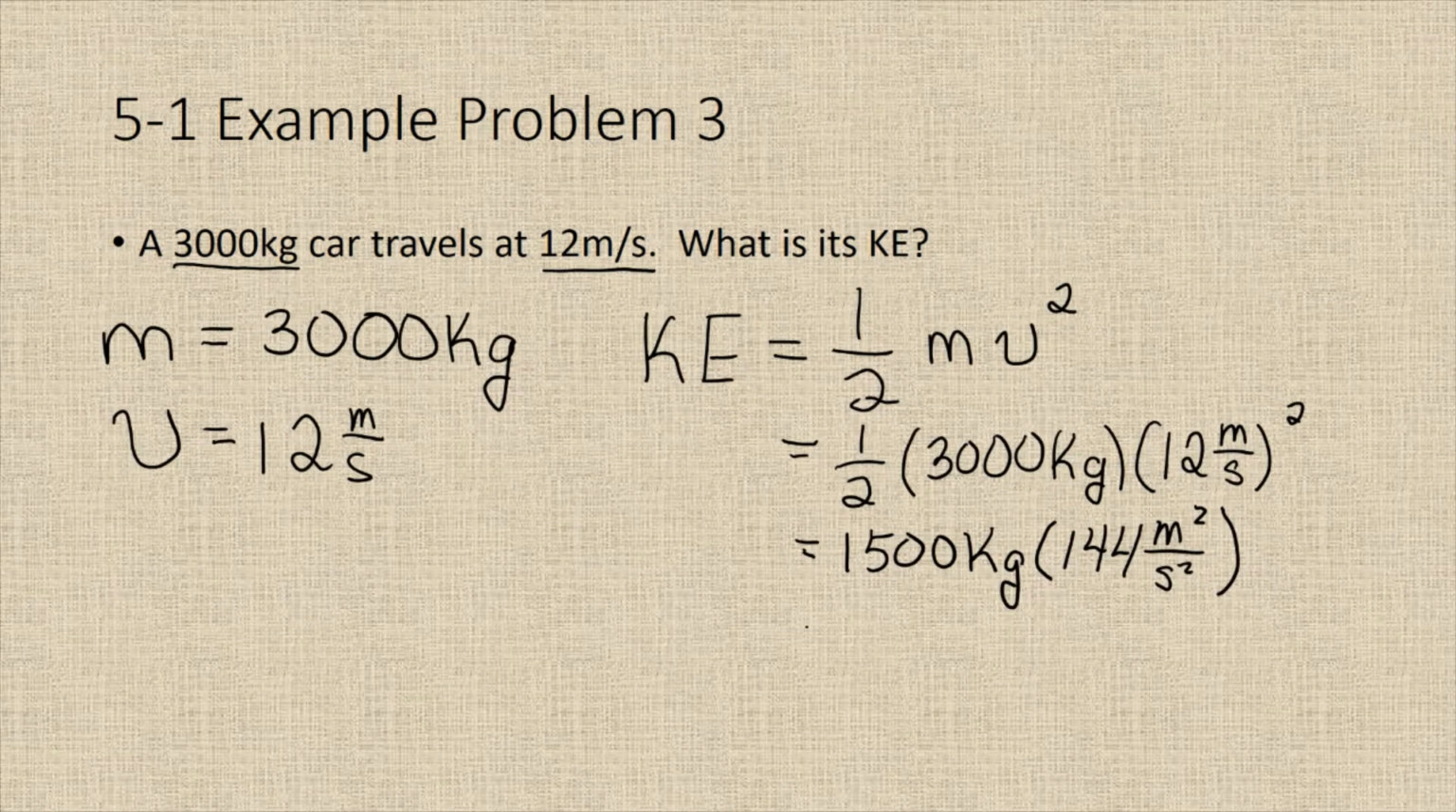This gives us our unit of the joule, and so we just multiply these two terms together. 1,500 times 144 will give you 216,000 joules of energy. Quite a bit of energy there.